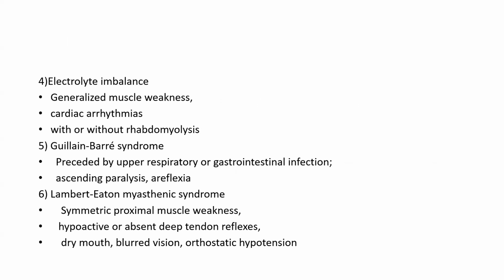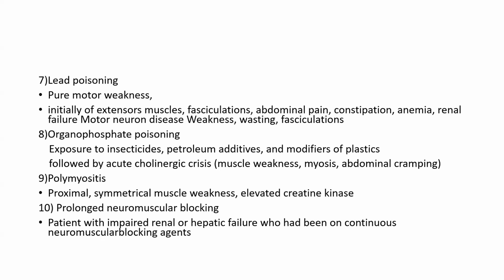Guillain-Barré syndrome is preceded by an upper respiratory or gastrointestinal infection, with ascending paralysis and areflexia. Lambert-Eaton myasthenic syndrome: symmetrical proximal muscle weakness, hypoactive or absent deep tendon reflexes, dry mouth, blurred vision, and orthostatic hypotension. Now about lead poisoning: pure motor weakness, initially of extensor muscles, fasciculation, abdominal pain, constipation, anemia, renal failure. Motor neuron disease: weakness, wasting, and fasciculation. Then OP poisoning: exposure to insecticides, petroleum additives, and modifiers of plastic, followed by acute cholinergic crisis. Then polymyositis, characterized by proximal symmetrical muscle weakness and elevated creatine kinase. Then prolonged neuromuscular block: patients with impaired renal and hepatic function who had been on continuous neuromuscular blocking agents.